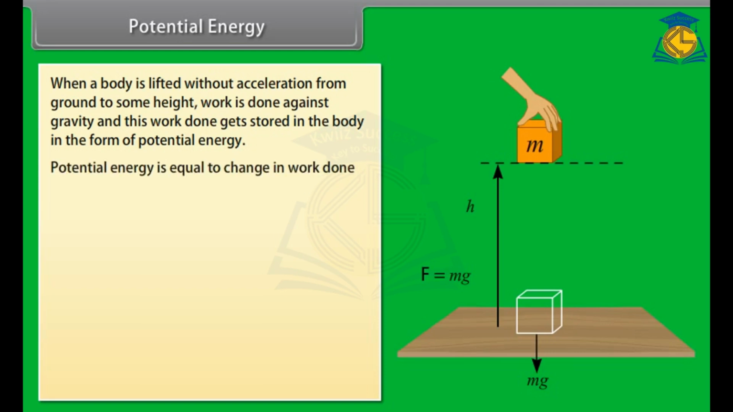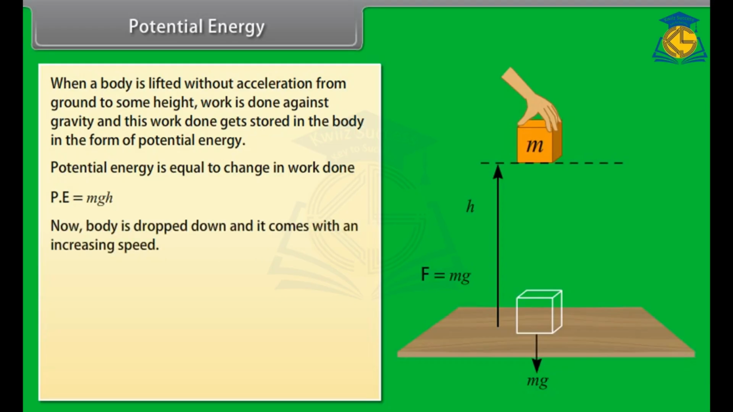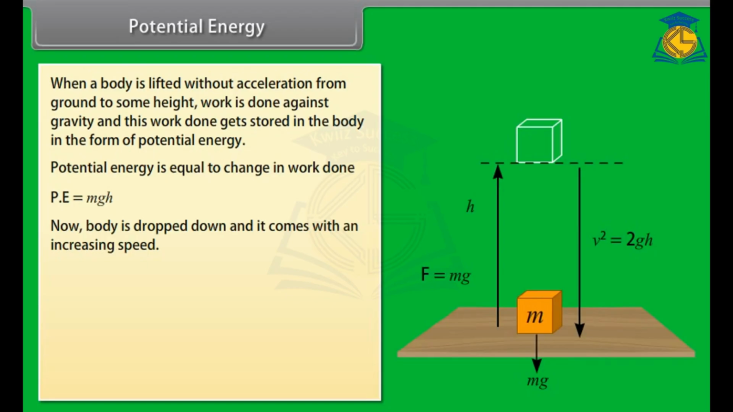Potential energy is equal to the work done. So, potential energy is equal to mgh. Now, the body is dropped down and it comes down with an increasing speed.